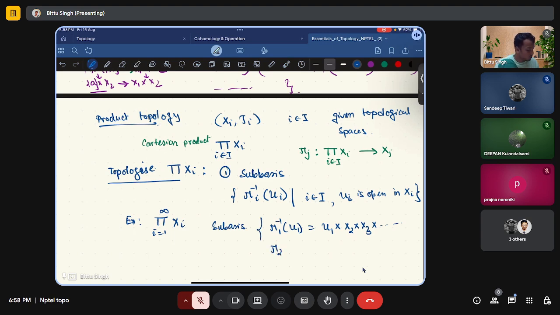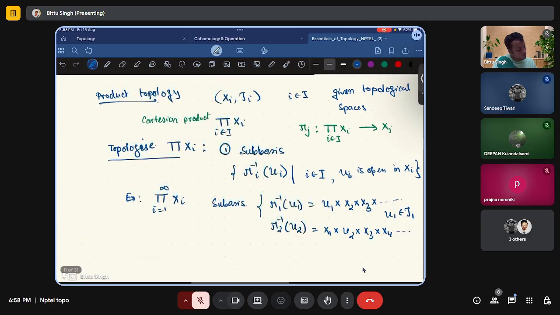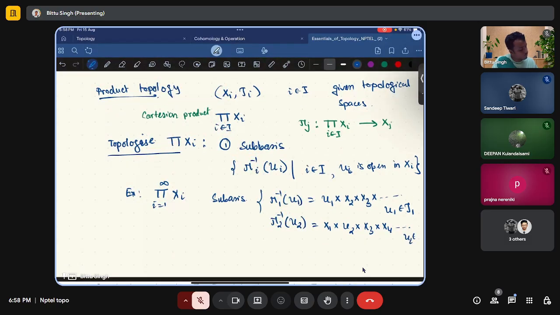Similarly, pi 2 inverse of some u2, where u2 is open in x2, so u2 belongs to tau 2, just as u1 is open in x1. This is some x1 cross u2, and x3, x4, those are fixed. And it will continue. Those form a subbasis, and the topology generated by this subbasis is called the product topology.